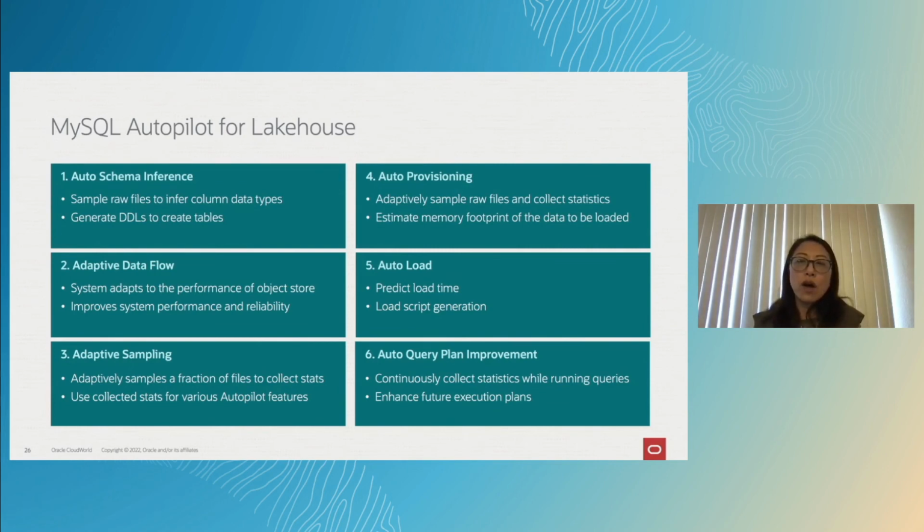Number 5 is auto load. So we also use machine learning capability to predict the load time, and also load scripts so that you can easily load the data from object storage into HeatWave. And then the last one is the auto query plan improvement, similar to the Autopilot feature for OLAP. We have also expanded this use case to cover a much bigger data set and also for object storage.